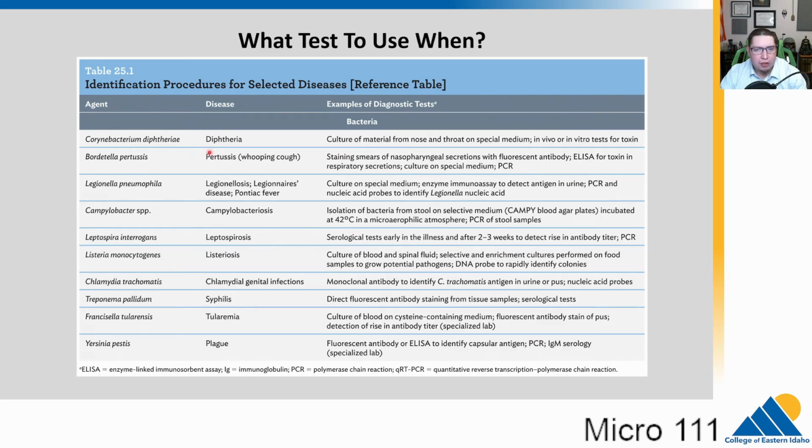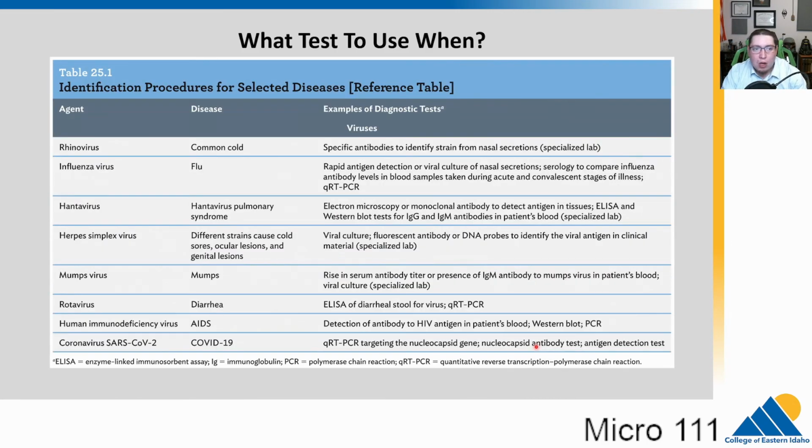I've included some different diagnostics that are used for different diseases if you're interested in here. Things like Yersinia pestis, the plague, fluorescent antibodies, or ELISA are commonly used. PCR can be used for that as well. Rhinoviruses, the flu, all of these. For things like this, we're using qPCR a lot of times, or those antibody tests.